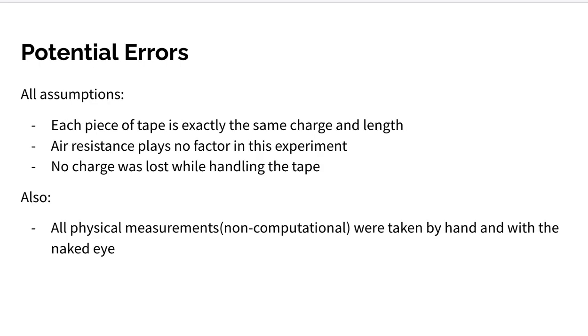So as a result, those are likely factors that produce some errors, as well as the fact that all the physical measurements, which include the measurements of the tape lengths themselves, as well as the distance between the two pieces of tape when tape B began to float, were all done by hand and were just taken with the naked eye, so they are likely inaccurate.